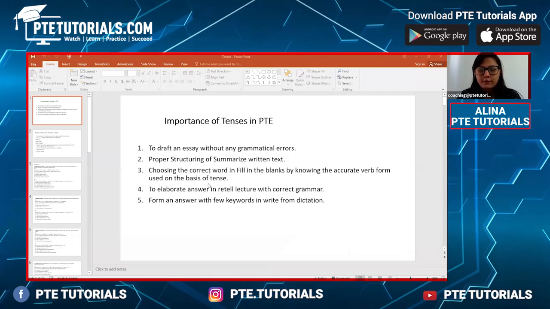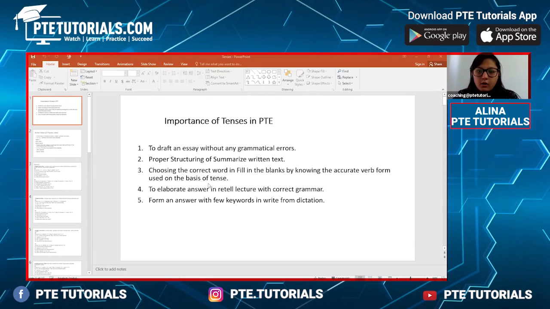So students, if you can see the screen which I have shared, you will see the tasks which are important in PTE on the basis of grammar. First of all, there should be no grammatical mistakes if you are writing any text, which means that in summarize written text, there should not be any grammatical errors.